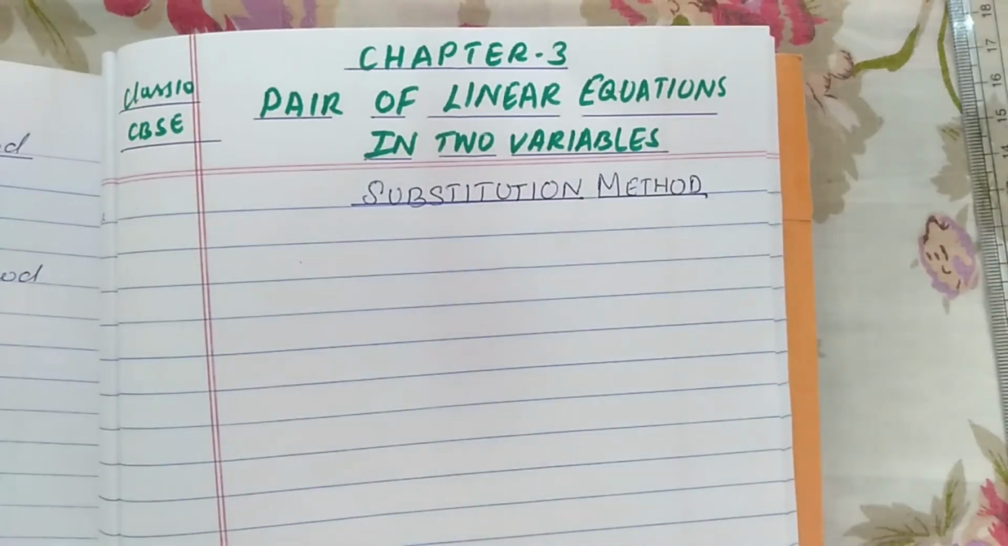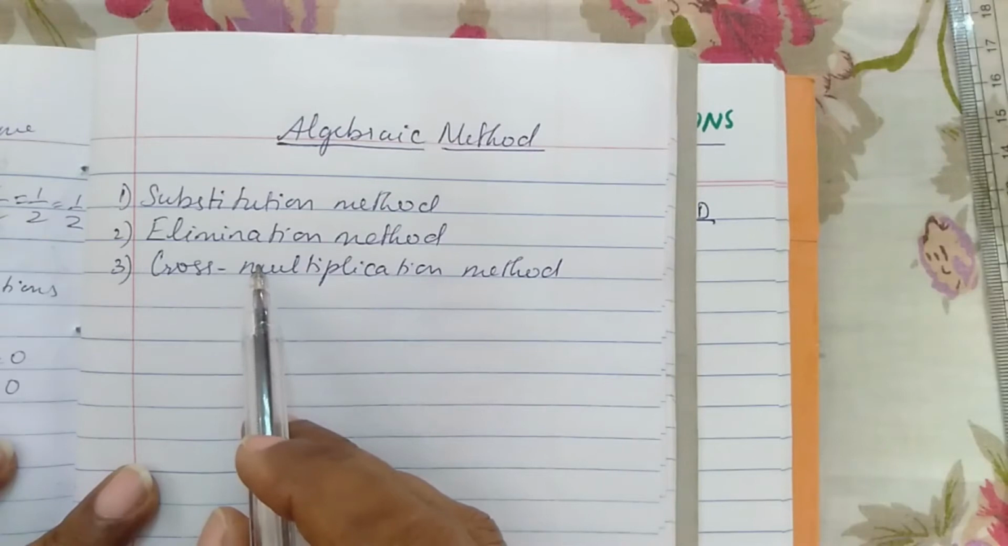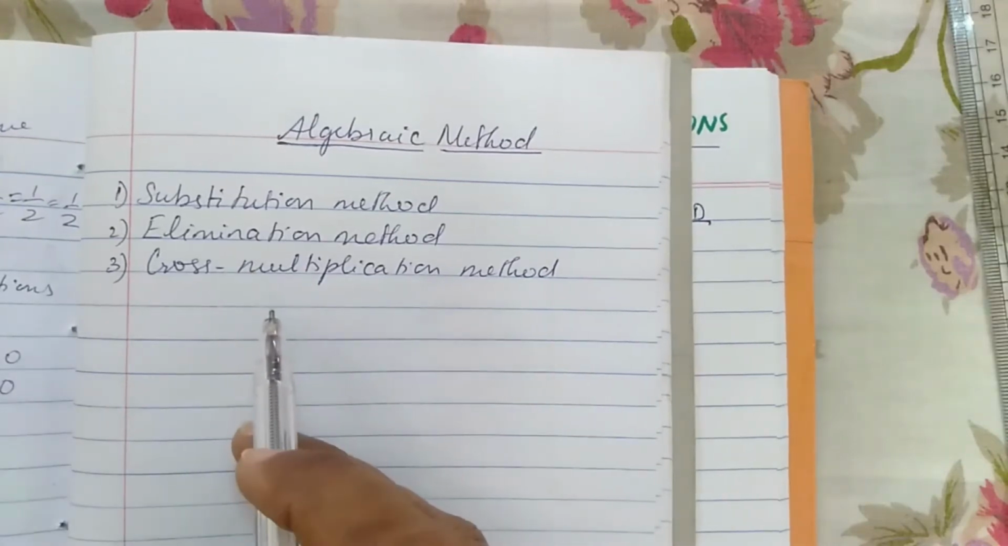Now that we have finished our graphical method for solving the pair of linear equations, we shall now move on to the algebraic method. As I said earlier in the introduction video, we have 3 methods for solving linear equations using algebraic method. They are: the first one is substitution method, the second one is elimination method, and the third one is cross multiplication method.